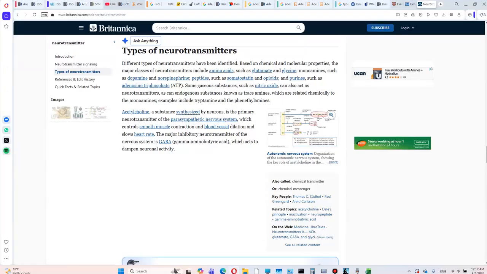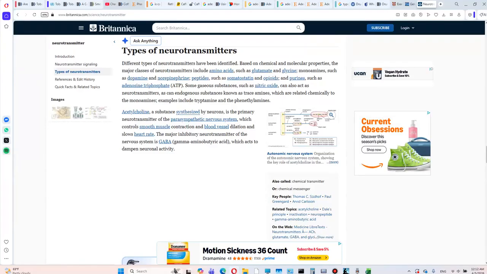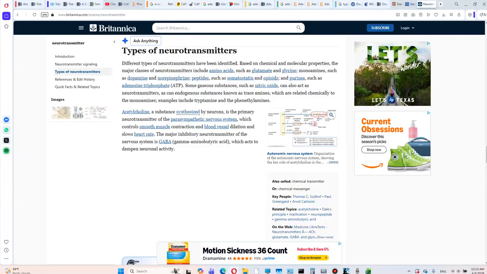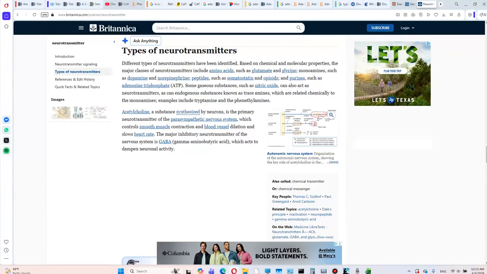Some gaseous substances such as nitric oxide can also act as neurotransmitters, as can endogenous substances known as trace amines, which are related chemically to the monoamines. Examples include tryptamine and the phenethylamines.